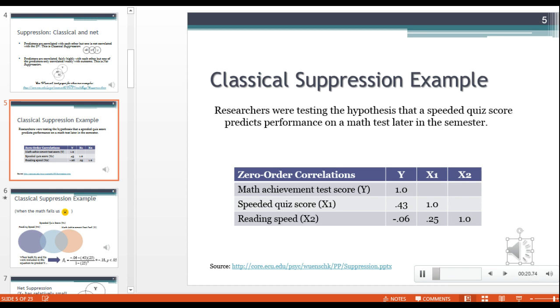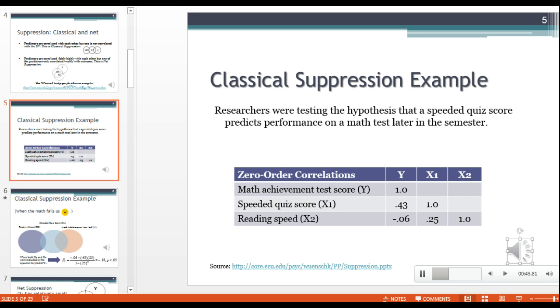And so let's say we collect that data and we decide to put another variable in the mix when we're planning this study. We believe that people's reading speed will impact their speeded quiz score, because people who are fast readers will just perform better if we have a speeded test of some kind.